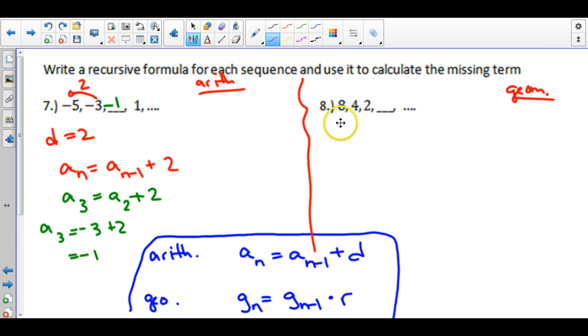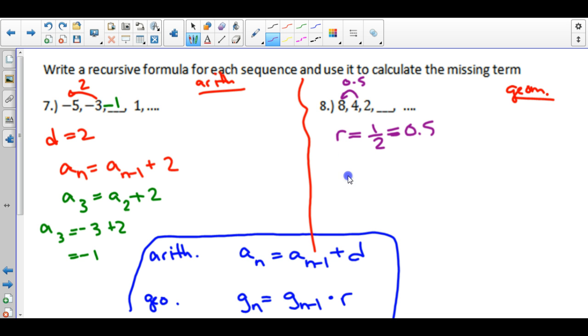And then the last one is geometric. So what we'd want to do is find the common ratio first. Take the second number divided by the first number. 4 divided by 8 is 0.5, or you could write it as 1/2. And 2 divided by 4 is also 1/2. So that tells us our common ratio is 1/2, the same thing as 0.5. That should be an equal sign.